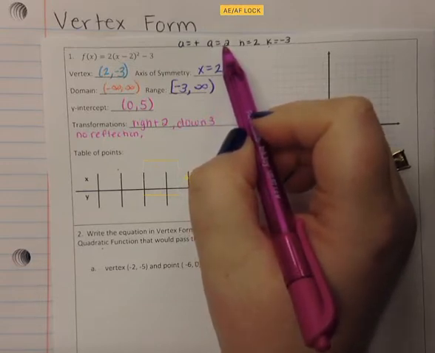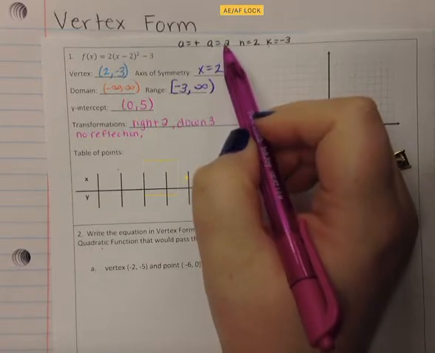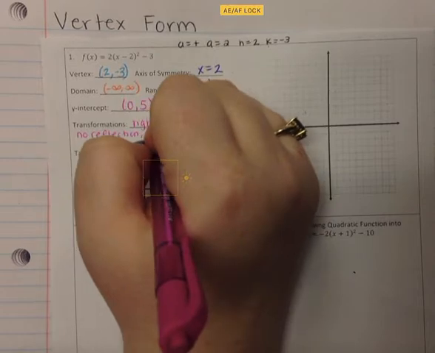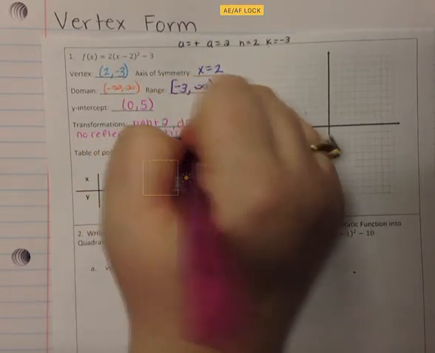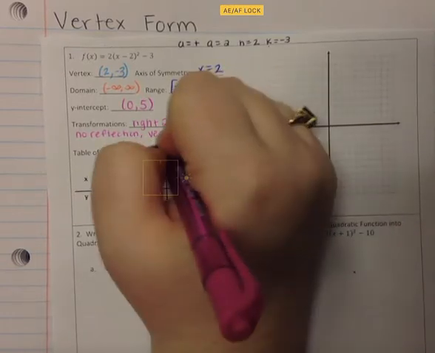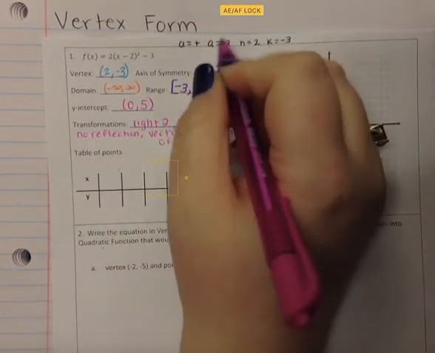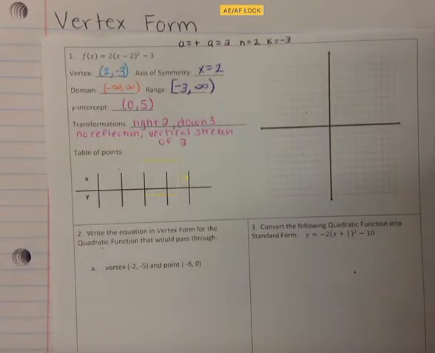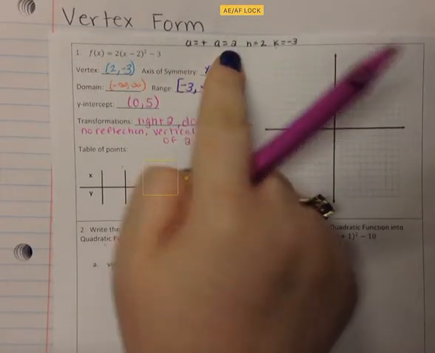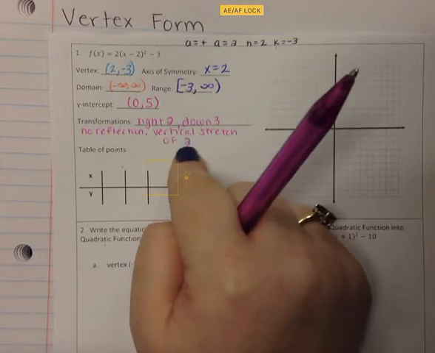But a is 2, therefore it does do something. It's either a vertical stretch or compress. Since 2 is bigger than 1, it's going to be a vertical stretch of 2. That's the a value right here. Now, if it had been 1/2, it would have been a vertical compress of 1/2. So whatever that a value is, the positive part of it tells you whether it reflects, and the number tells you the stretch or compress.